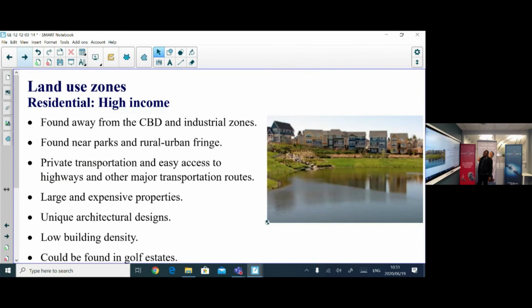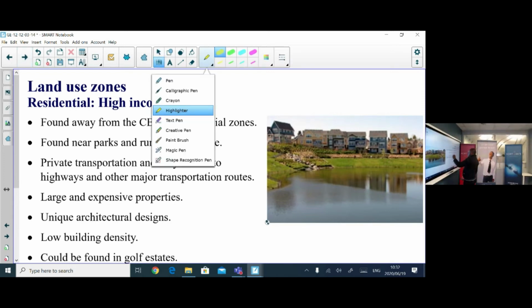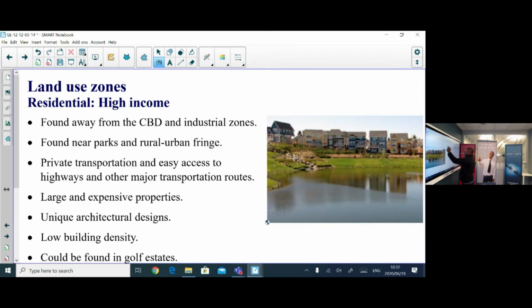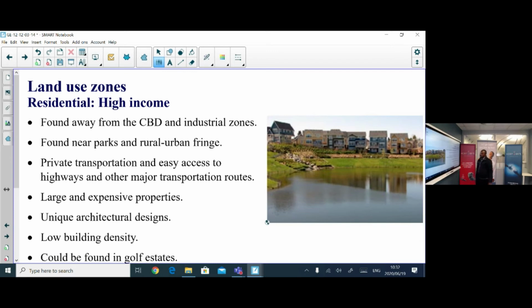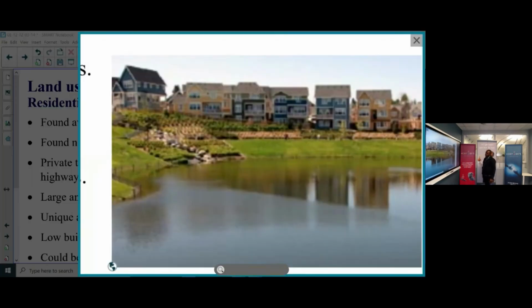Then the high income, as you can see here, actually looks posh. Let me just bring this to the fore so that we can all have a look. If you look at this, you can see that these are actually mansions built here overlooking the land, and this actually looks expensive.